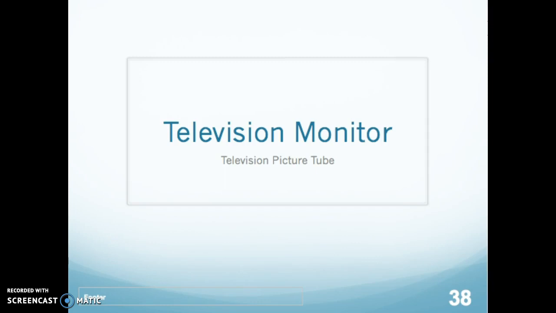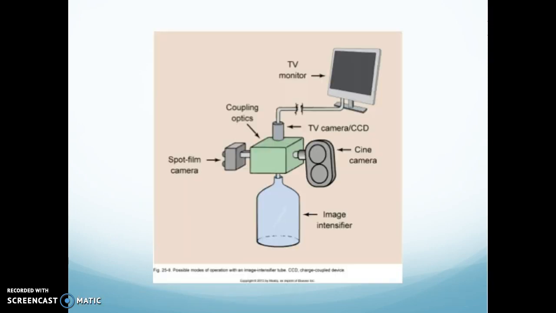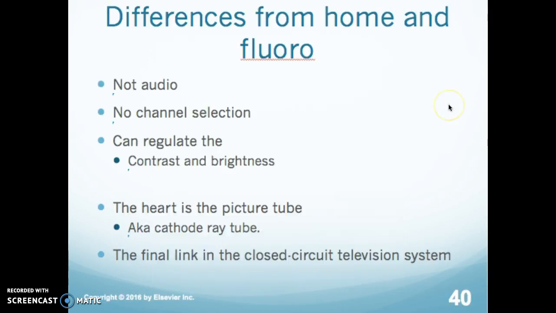Now your television monitor. So you can see here, we have the II, we talked about the lenses, spot film, cine camera, or CCD here, and coming up now we're at the television monitor.